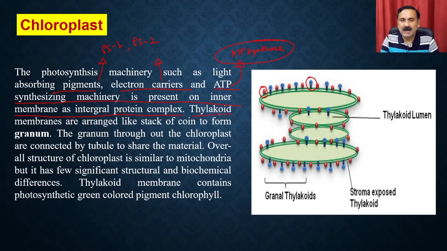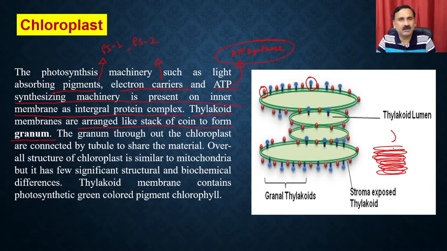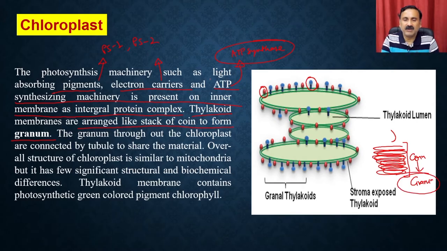Thylakoid membranes are arranged into a stack of coins which are called the granum. So all these thylakoid membranes, this inner layer is actually being folded into the thylakoid membrane, and then these thylakoid membranes are stacked to each other, right? They will be stacked one up to other, and that's how they are going to form a coin-like structure, and that coin-like structure is called the granum. These granums are going to contain these light absorbing pigments, electron carriers and the ATP synthesizing machinery.